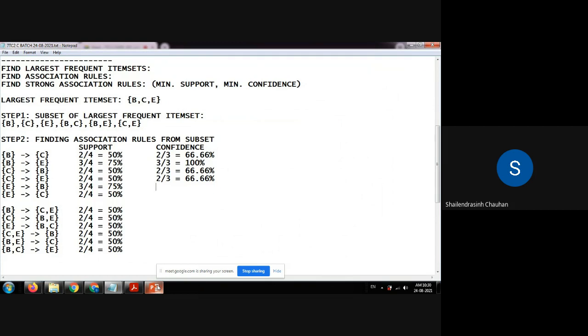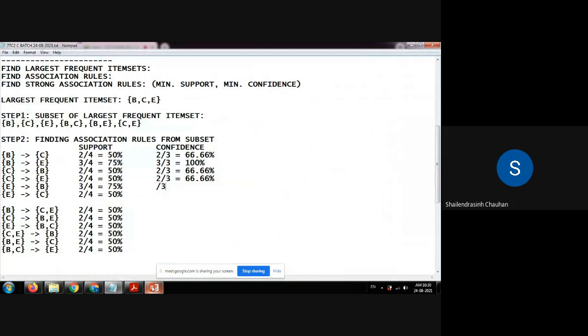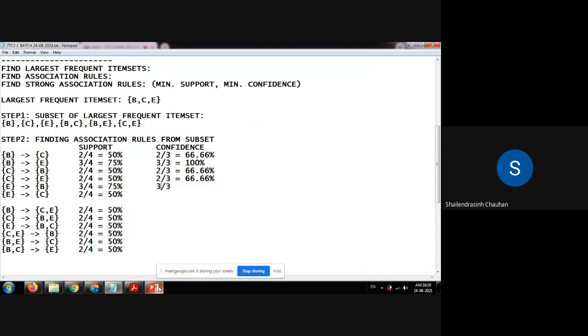Now, in how many transactions you are having E? 3. Out of those 3, how many transactions you are having B also along with E? Along with E, B. 3. Yes. So you are having 100% confidence for that rule.